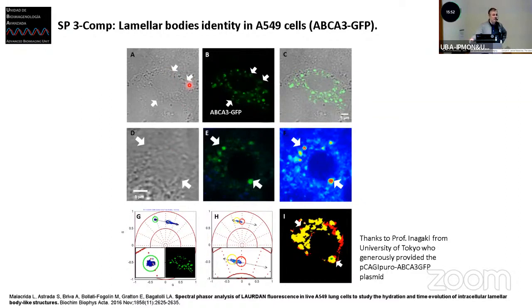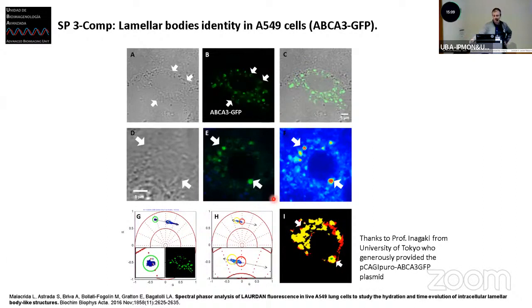So I found a collaborator that gave me a molecular marker. This is the ABCA3 transporter, which is responsible for loading the lamellar bodies with phospholipids. So I did a transfection of my cells, and I can see, well, yes, these are my organelles. But the next question was, okay, but can you tell me that when you are measuring the fluorescence from the Laurdan to understand the physical state, these organelles are the same? So the answer is you will need to co-label Laurdan with my molecular marker.